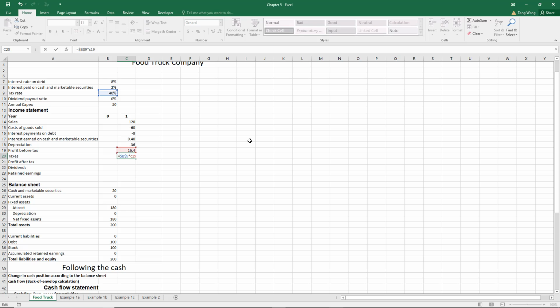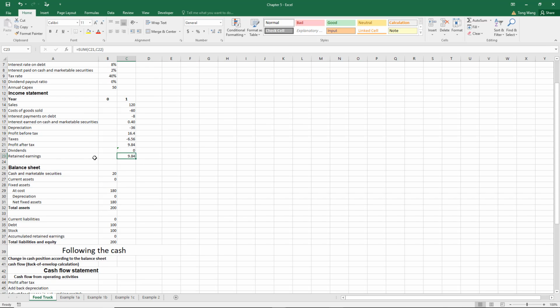Okay. So negative. It's a negative number because it's a cost. Profit after tax is equal to C19 plus C19 and C20. Dividend, we're assuming that dividend payout ratio is 0%, so it's basically 0, but just to be more formal, I'm going to say it's equal to negative the payout ratio B10, fix that, times C21. Okay. Retained earning is equal to sum of C21 and C22. Okay. So this is going to be the retained earning in your first year.